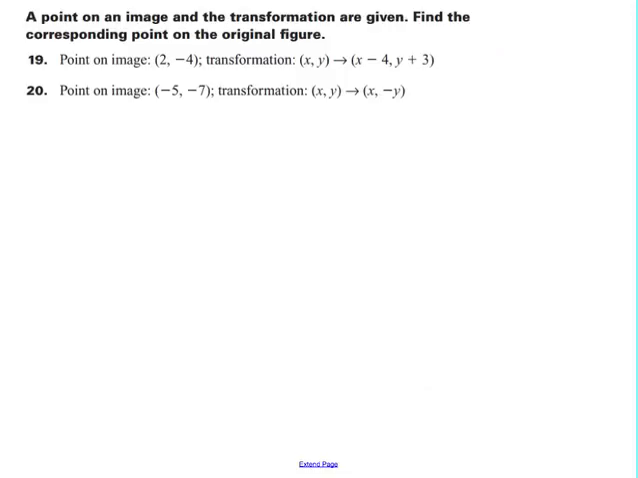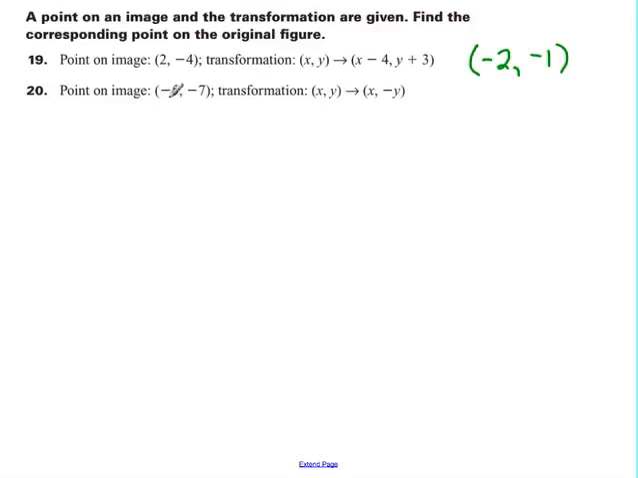That'll be tough. A point on an image and the transformation are given. Find the corresponding point of the original figure. So here we go. We have this point 2, -4. Our transformation, this is our rule that we have. Basically, what's going to happen is we're going to subtract 4 from the 2. So 2 minus 4 is -2. -4 plus 3 is -1.